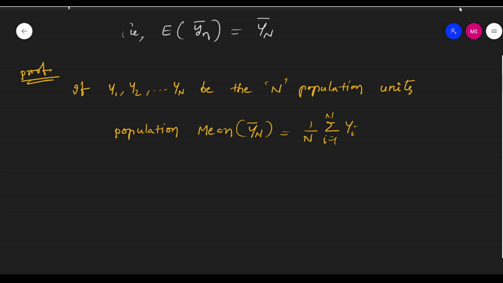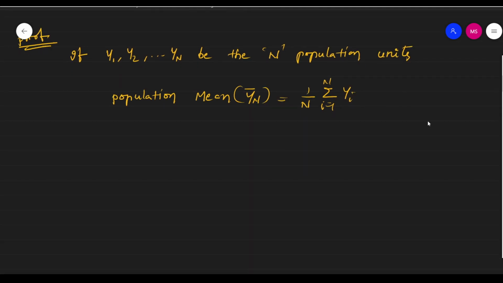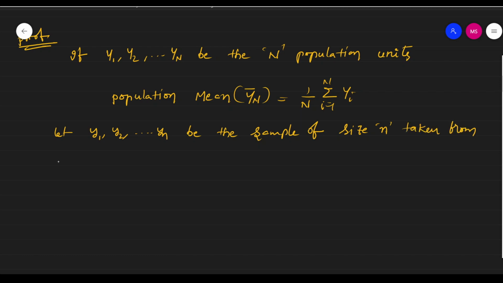Next one is to take the sample information. Let small y1, y2, and so on, yn be a sample of size small n taken from the above population.